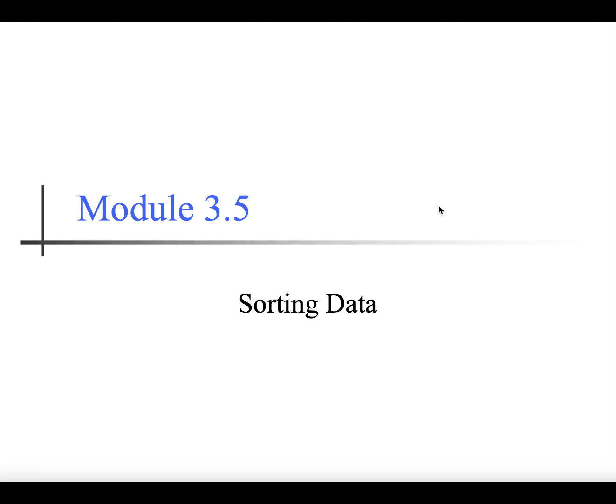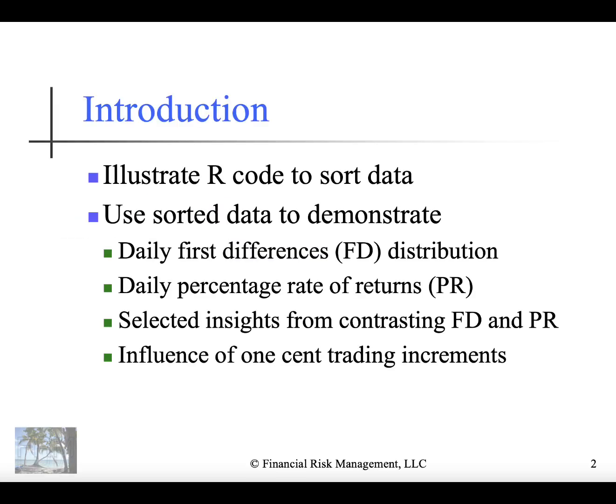In this module, Module 3.5, we will be looking at the simple exercise of sorting data, and we'll take this opportunity to point out a few interesting insights within stock market data. We're going to illustrate some R code to sort the data, very simple, but we're also going to look at daily first differences. You can think of this as dollar profits and losses per share on a particular stock.